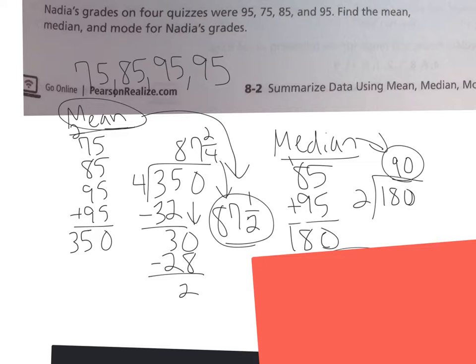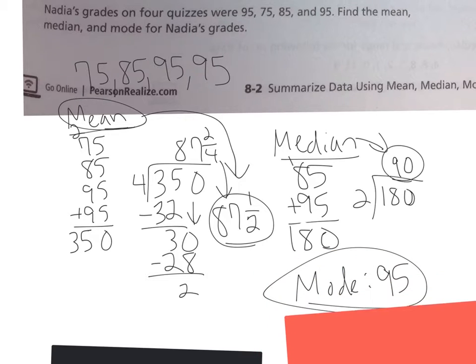And the mode is the number that occurs the most often. Here we do have one, which is 95. And that one we don't really have any work to show, okay? We can look at it. 95 happens the most often. 95 is our mode.